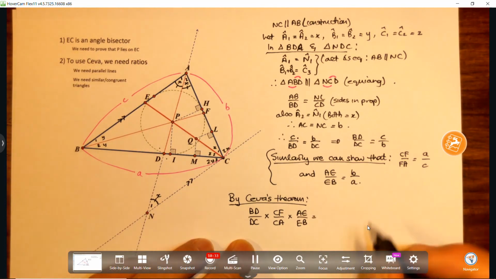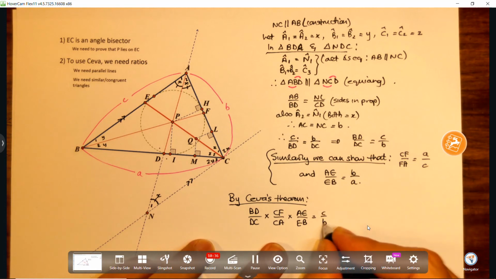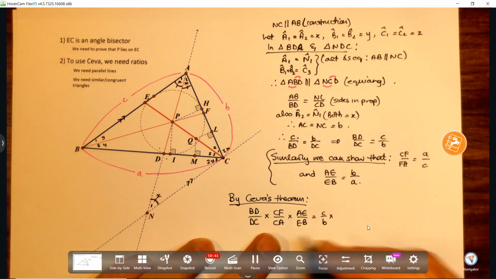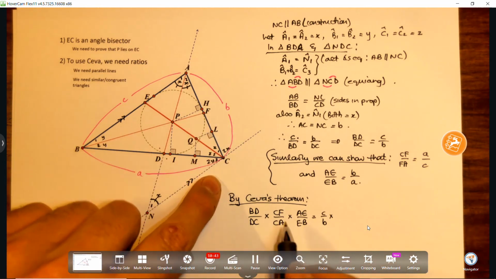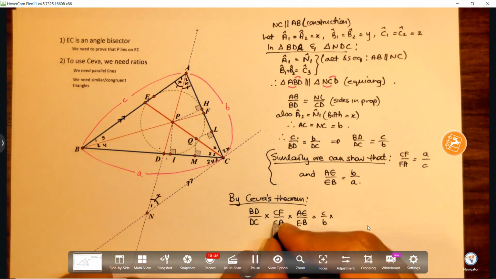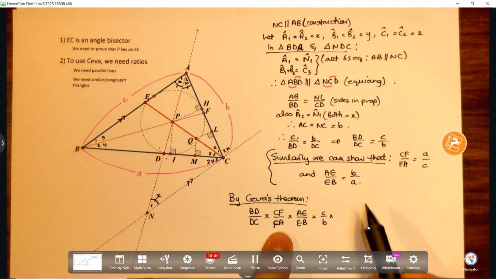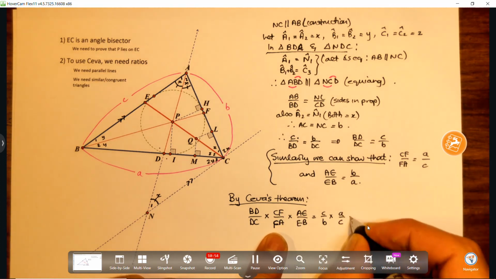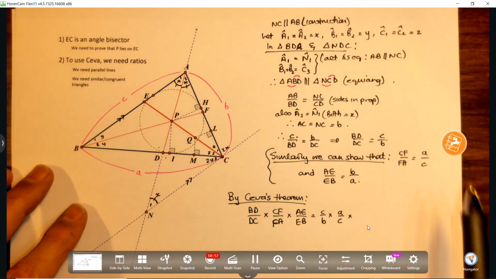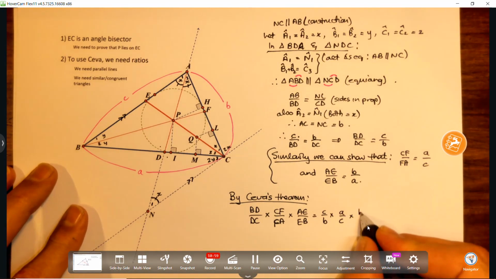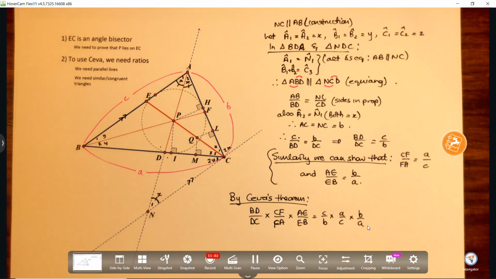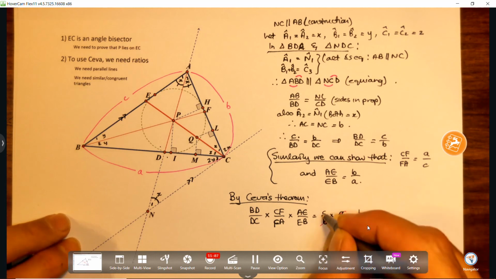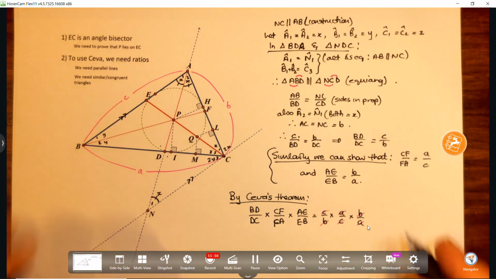Okay, BD over DC was C over B. CF over FA, let me just see, CF over FA is A over C. Multiplied by AE over EB, let me just check, yes, AE over EB is B over A. And as we hoped it would happen, this product results in the number 1.